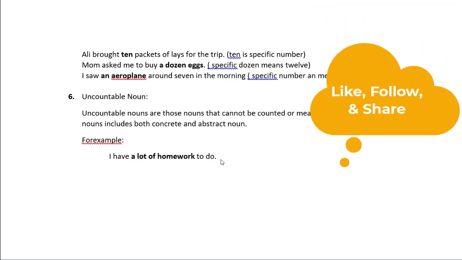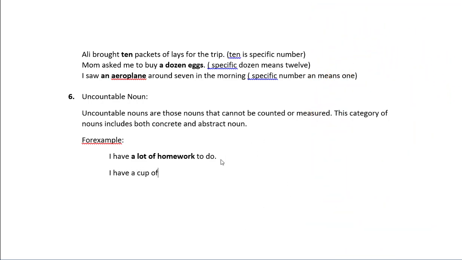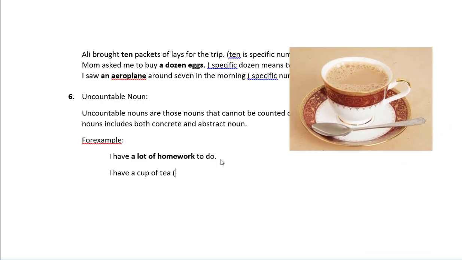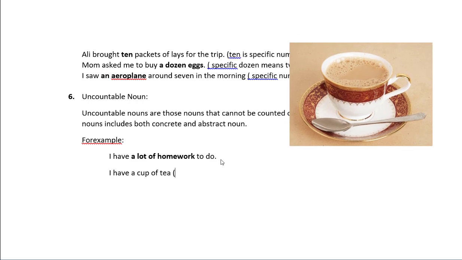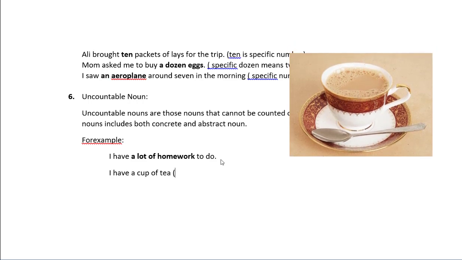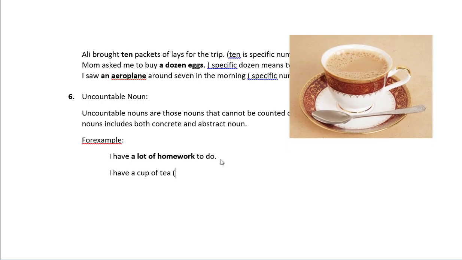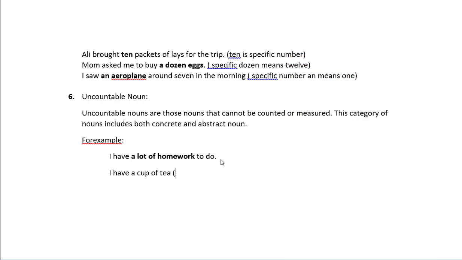Similarly, we can say, I have a cup of tea. How much tea? A cup of tea. But we are unable to measure tea. In a glass the measurement of tea would be different and in a cup different, so we can never say 1 tea, 2 tea, 3 tea. It is not measurable. Again, not a specific number.